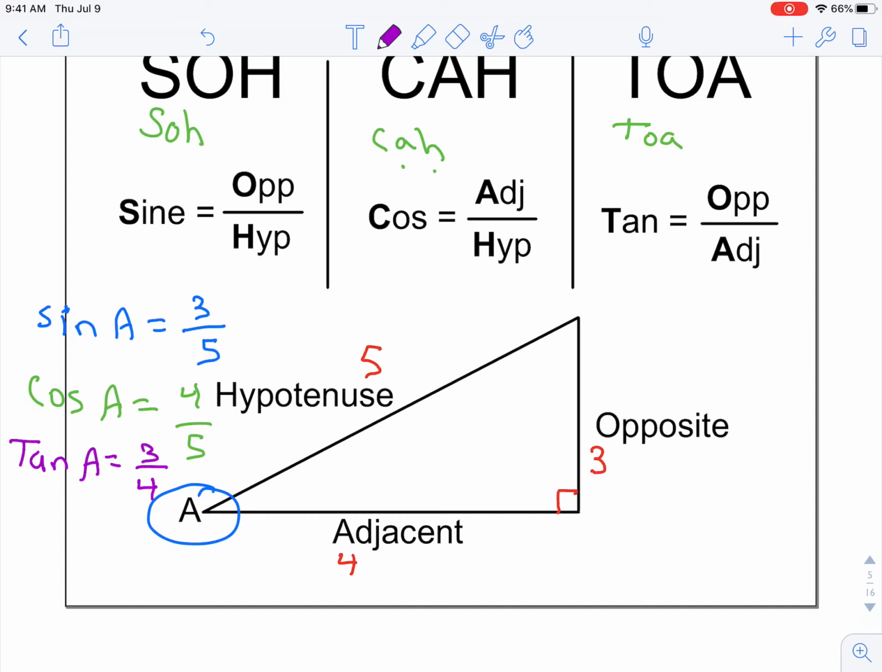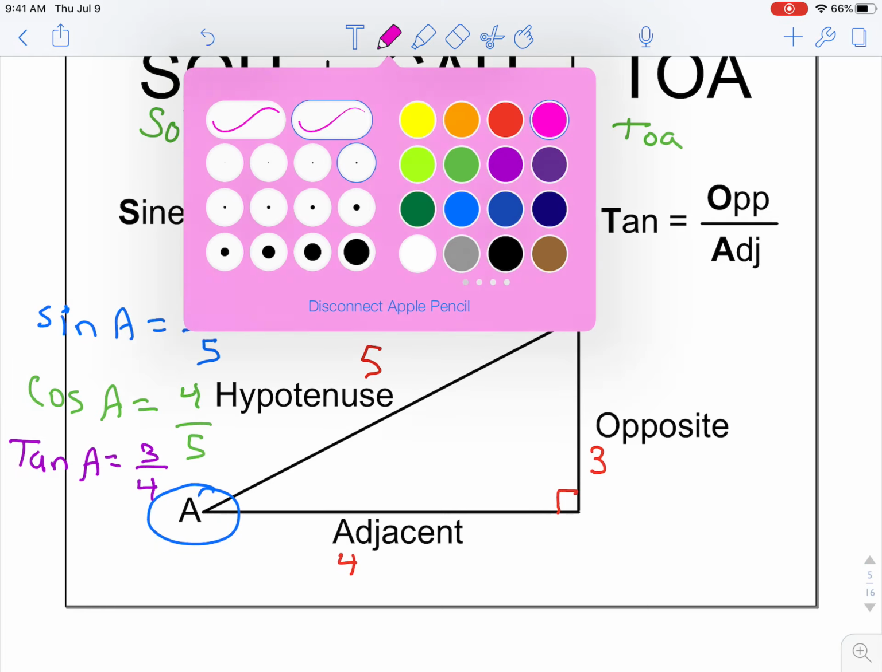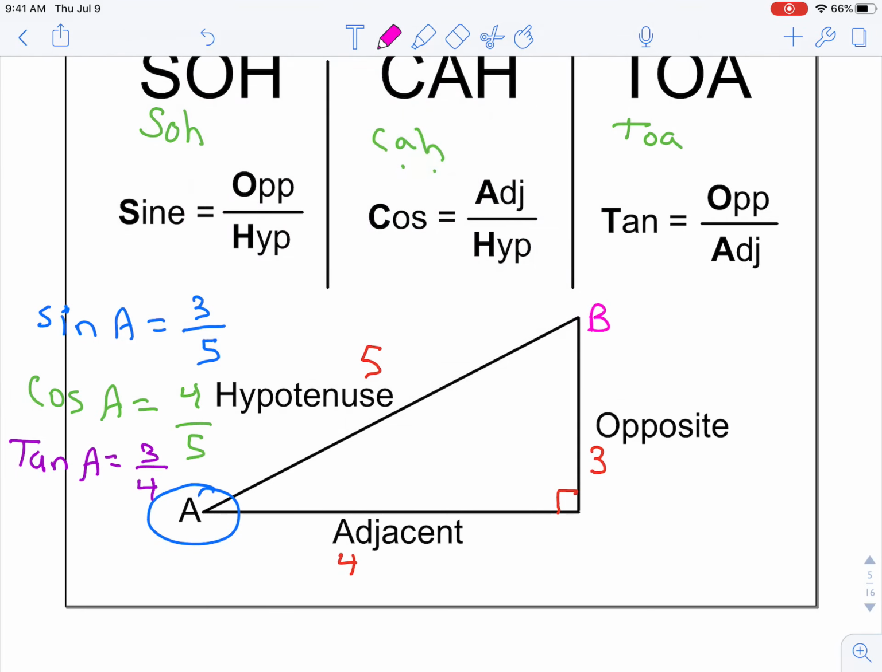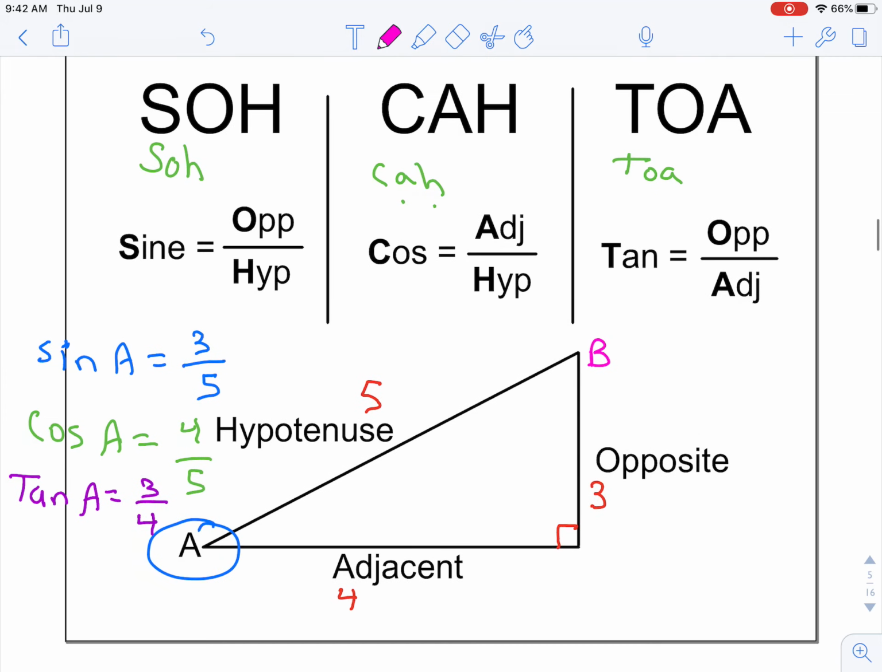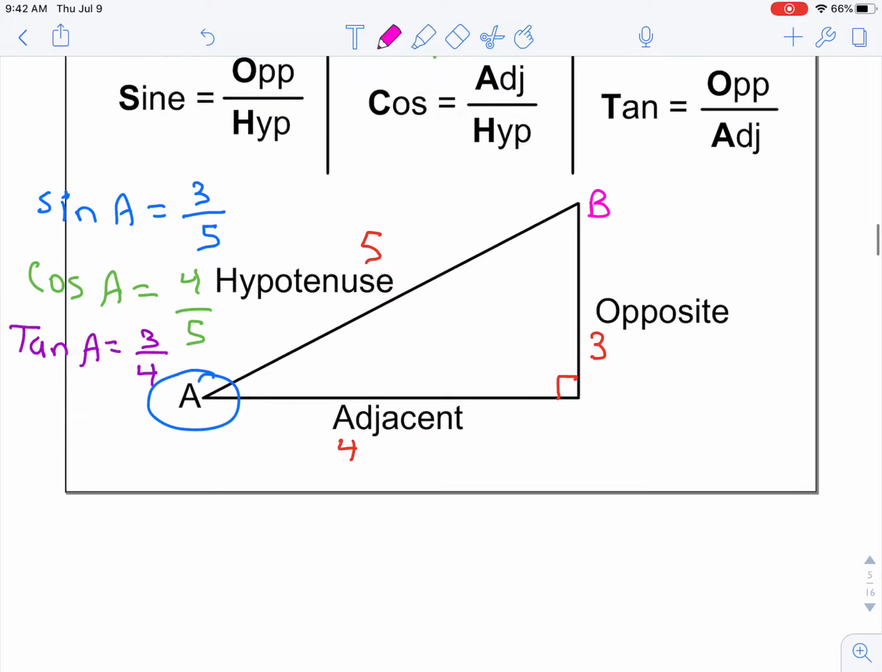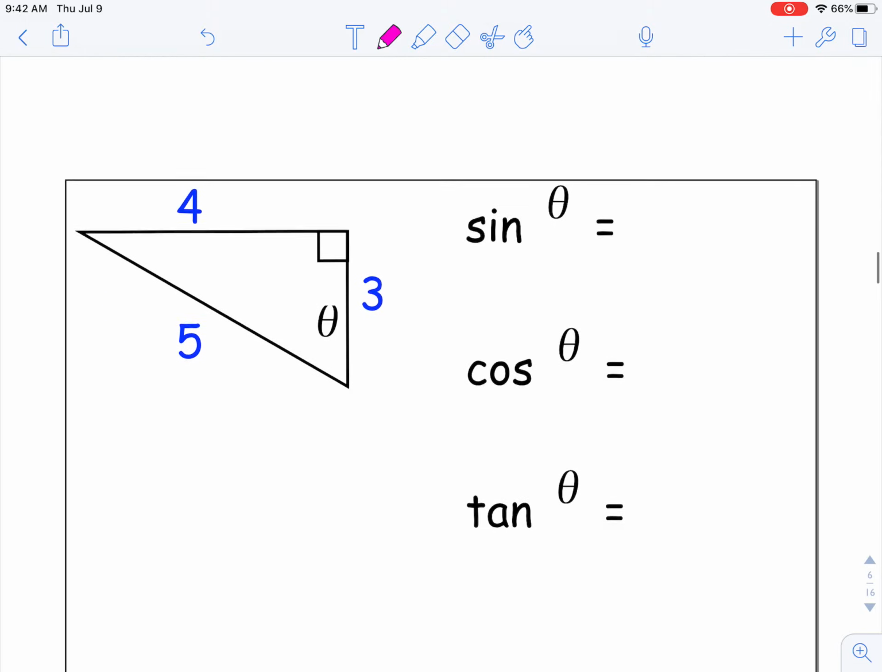Now, if we're looking at a different angle, then the opposite and the adjacent sides will flip. If we had a different angle marked B, now that would be different. The hypotenuse, however, will never change. So let's take our calculators out. Pause the video so you can take your calculator out.